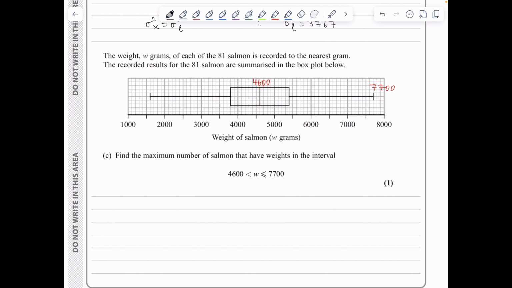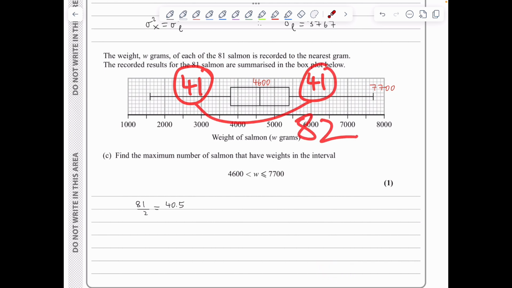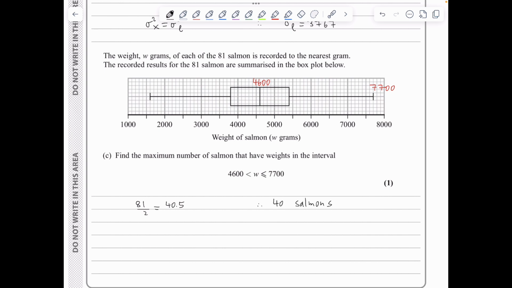So if I do 81 divided by 2, I get 40.5. Obviously, I cannot have 41 observations on the right-hand side of the median because that would mean I have 41 observations on the left-hand side, and therefore this violates the fact that the total is 81 because this gives me 82. So we conclude that we've got 40 salmons which are greater than 4,600 but less than or equal to 7,700. I've got 40 on the right-hand side, 40 on the left-hand side, and the last one is exactly the median, so everything adds up to 81.